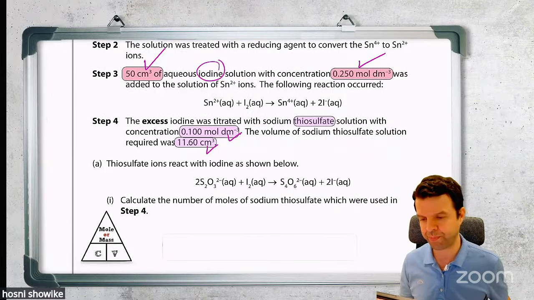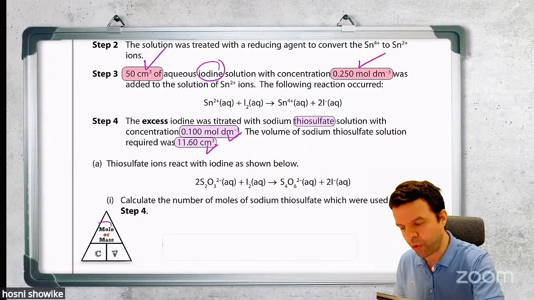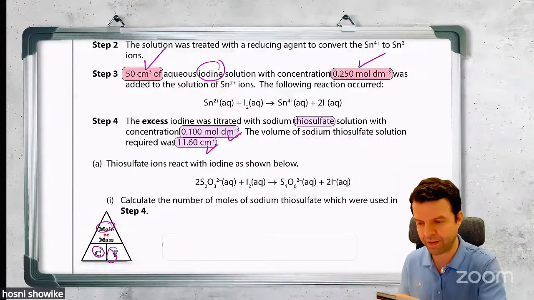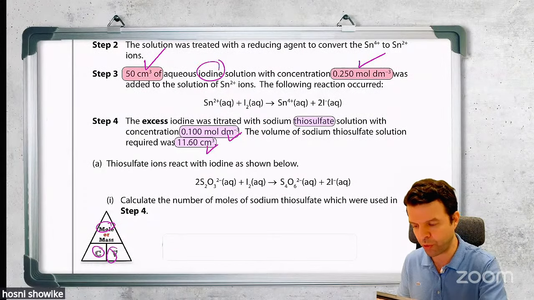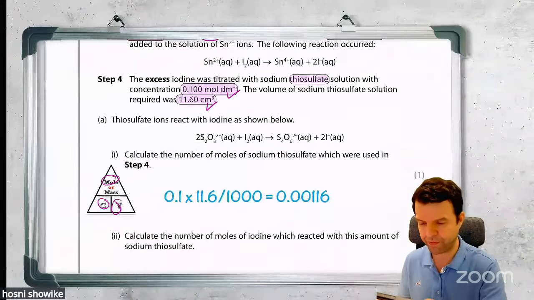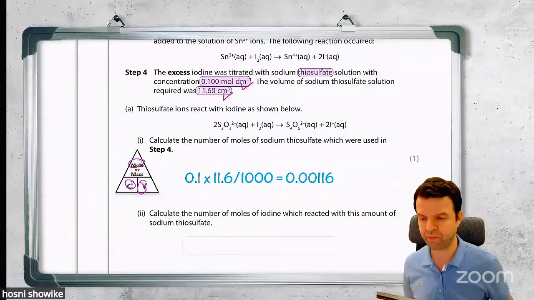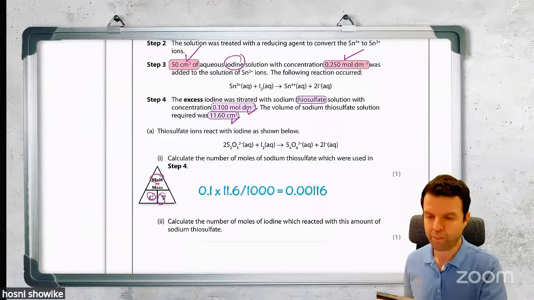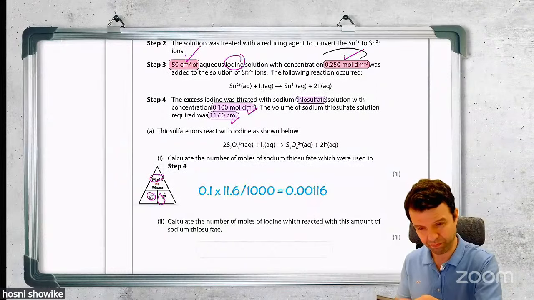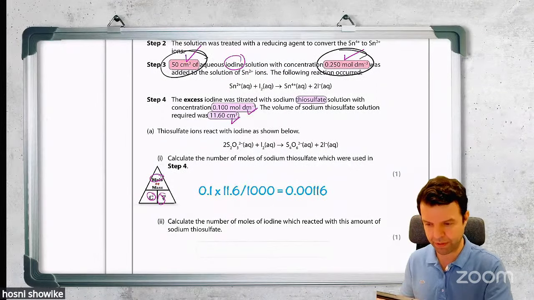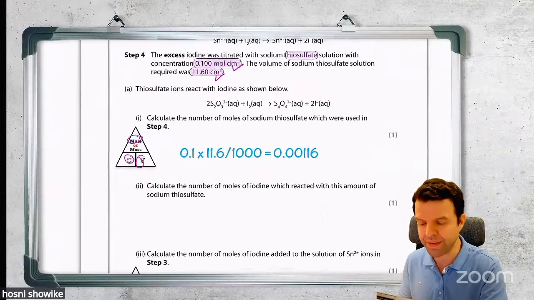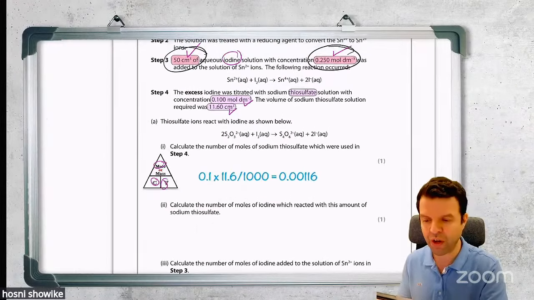How do you find it? Moles is concentration times volume. So I'm just going to convert that volume into dm cubed to start with, and I'll multiply. I'll do the same thing now because they're asking me about iodine. Calculate the number of moles of iodine that react with this amount of thiosulfate.